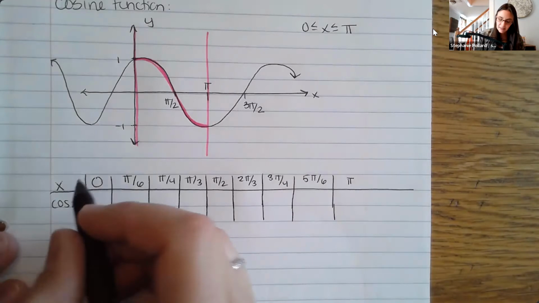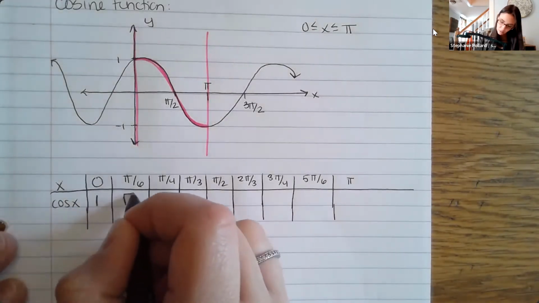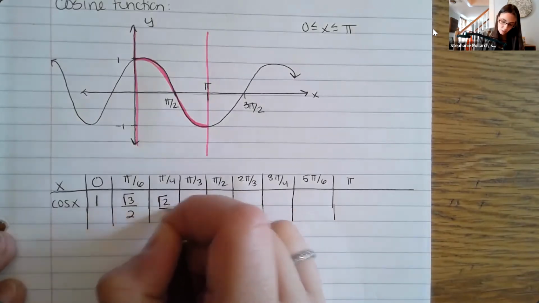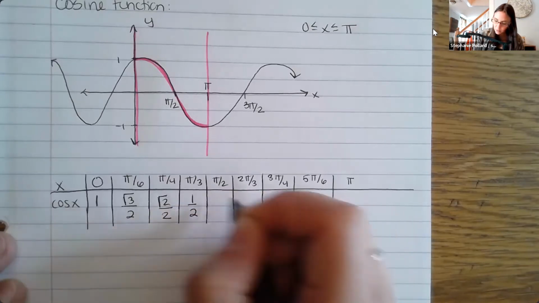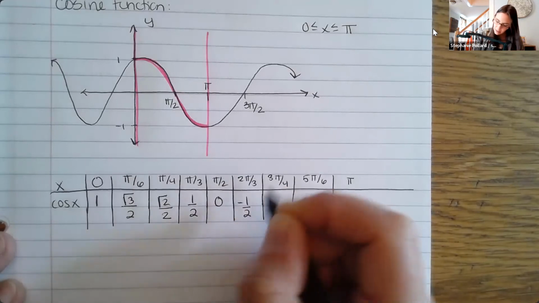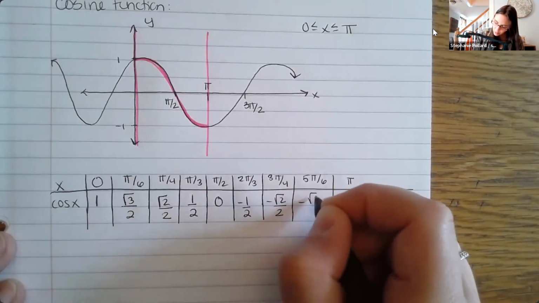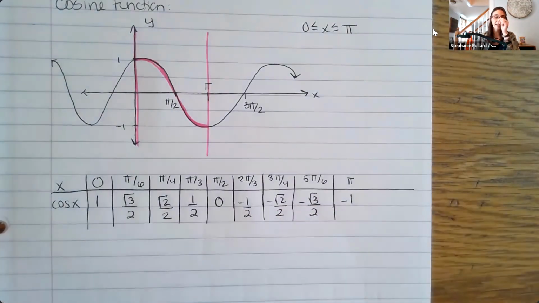So when x is 0, cosine is 1. At pi over 6, it's root 3 over 2. At pi over 4, it's root 2 over 2. At pi over 3, it's 1/2. At pi over 2, it's 0. And then we go to negative 1/2, negative root 2 over 2, negative root 3 over 2, and negative 1. These are the main values that we're going to use because we're restricting that domain. I don't need to expand any further.